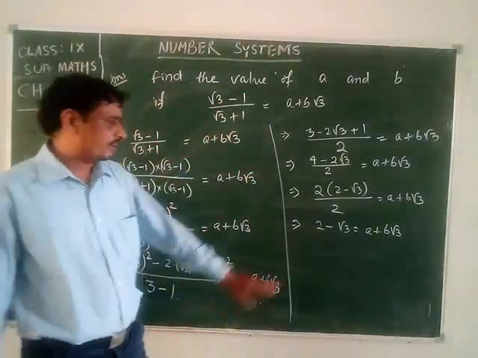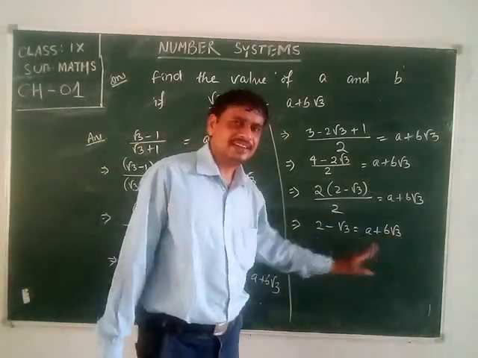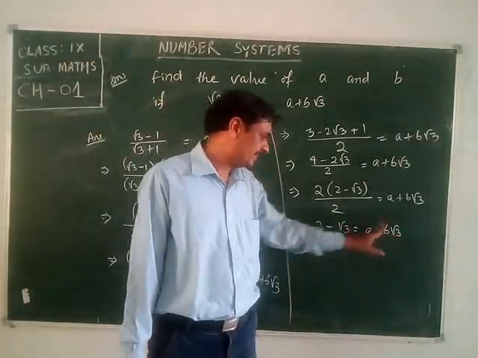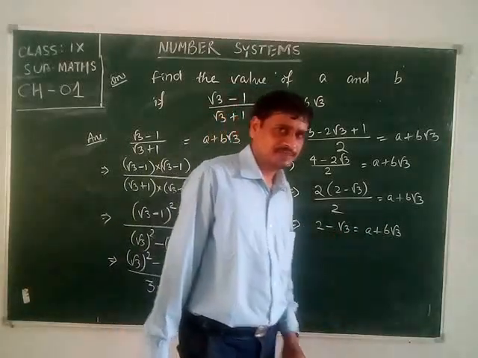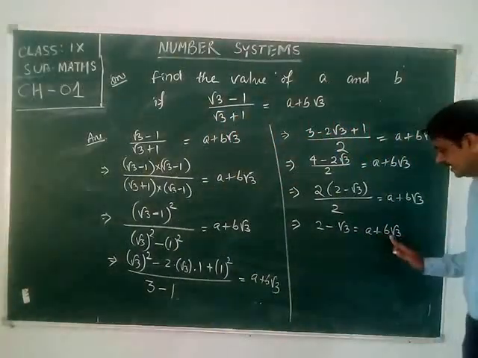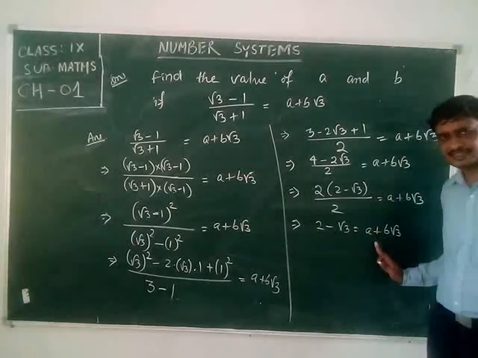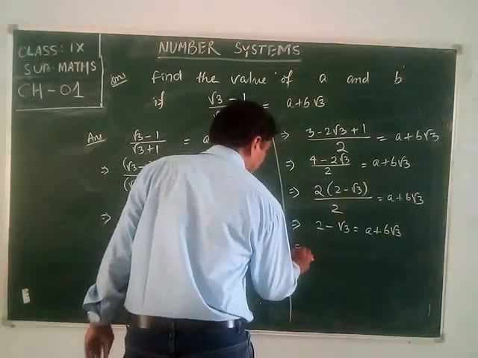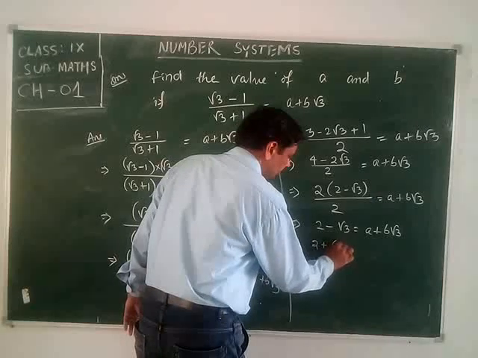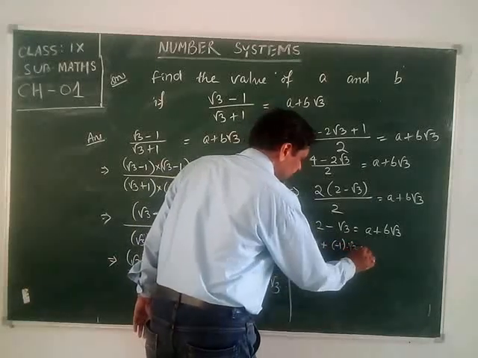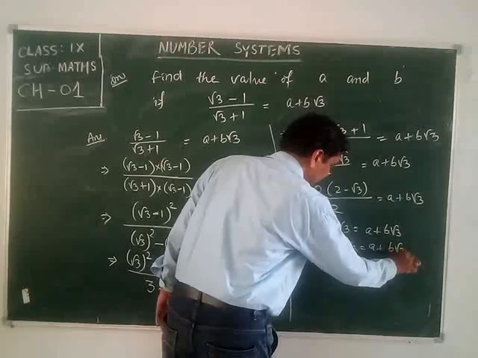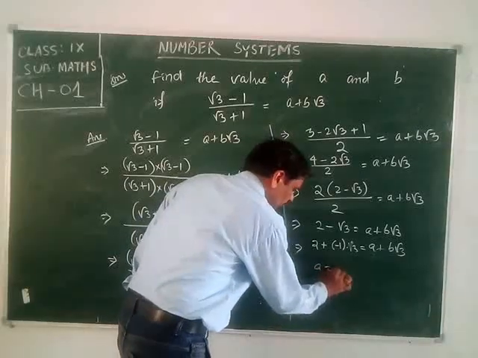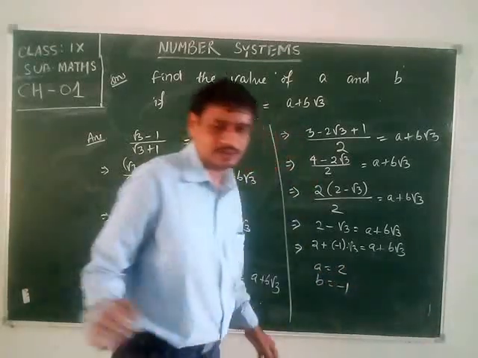Now compare both the left side and the right side. In place of A, they are present 2. In place of B, they are present -1. Since on the right side they are present with a plus sign and on the left side with a minus sign, we can compare these terms. 2 plus -1 into √3 is equal to A plus B. Here we can compare, then we get A is equal to 2 and B is equal to -1.